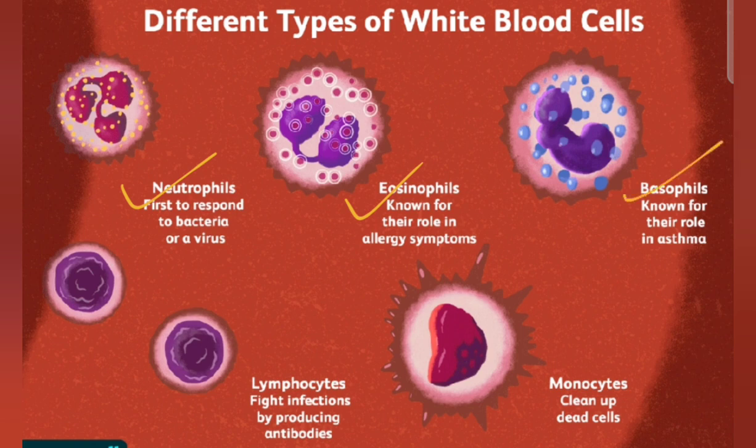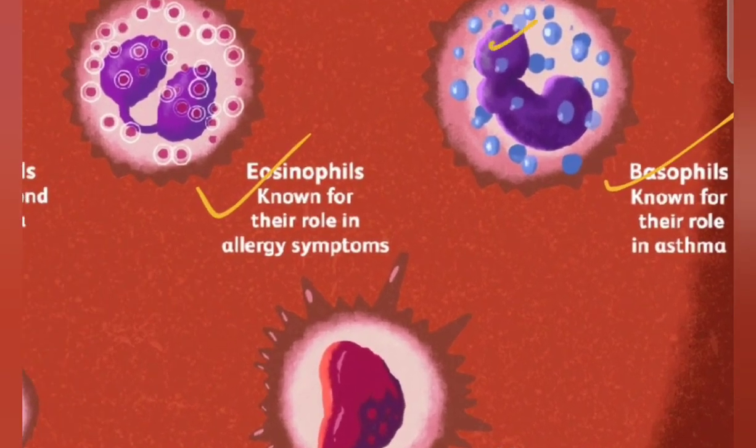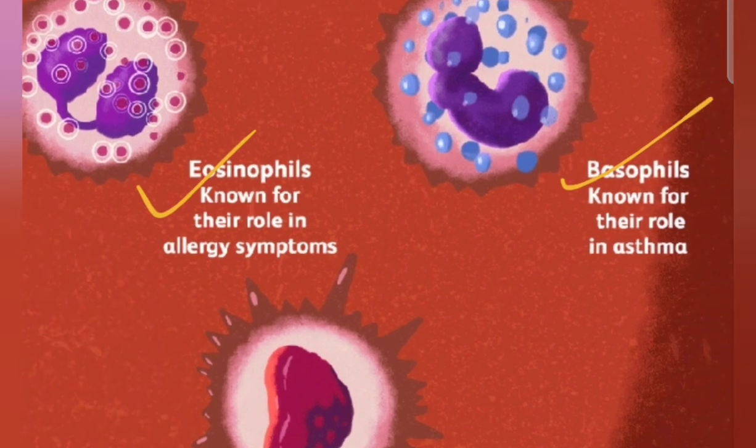Now basophils contain both fine and coarse granules and they are stained by basic dye. The nucleus is bilobed or kidney shaped. Here you can see both: this is one lobe and this is the other lobe, and it is somewhat kidney shaped, like kidney beans. Basophils are only 0 to 1% of the total number of leukocytes. In this picture it is written that they are known for their role in asthma, but their main function is that they release histamine and heparin.